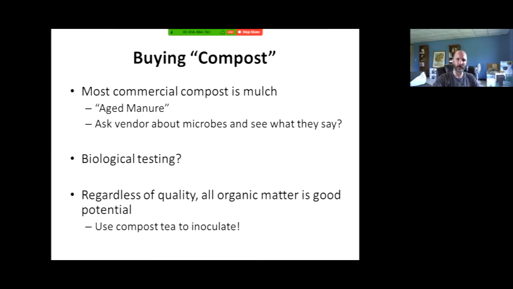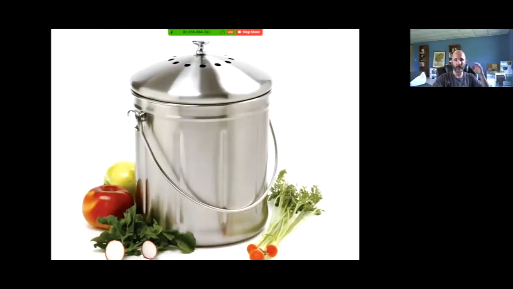So just keep that in mind when you're on the market for compost. This is just a couple images of composting. As we wrap up here, people want to compost in their kitchen, and there's these bokashi and anaerobic digesters that you can put in your kitchen that are pretty cool. I've never actually used one.